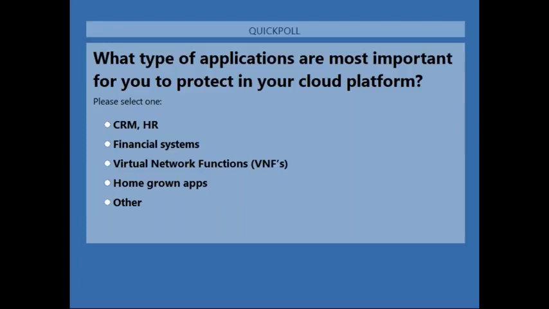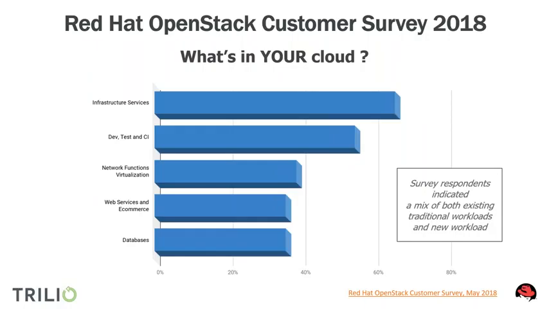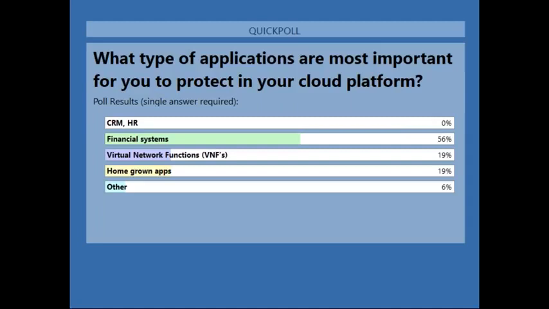Okay, I'm going to go ahead and close this first poll here. Take a look at the results. Okay, all right, so it looks like the results are 56%. The majority of folks say financial systems are most important for protection in their cloud platform. That seems about right. What do you guys think about these results?